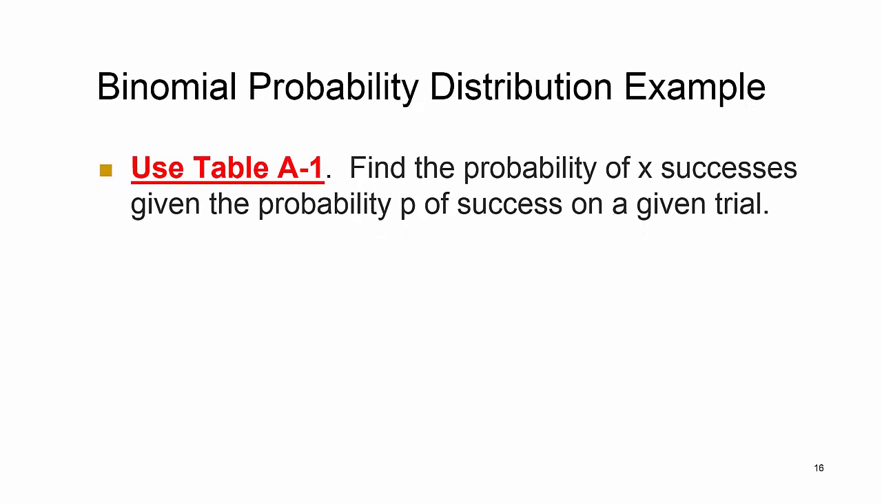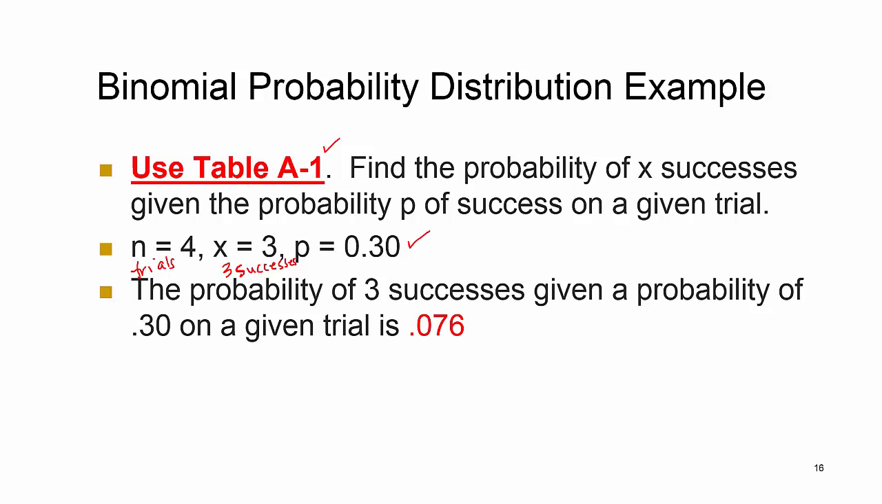So for this first example, let's practice using table A1. Find the probability of x successes given the probability p of success on a given trial. So n is 4, so it's 4 trials. X is 3, so we want 3 successes out of 4 trials. And P, the probability of a success, is 0.30. So 0.30 is a probability that's in the heading of table A1, so we can look this up.